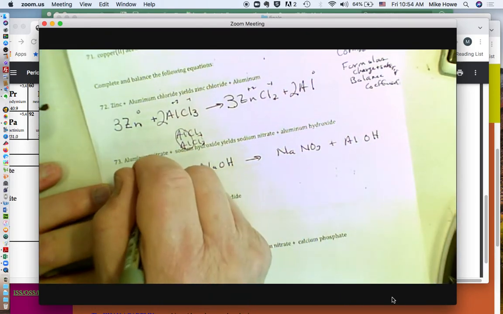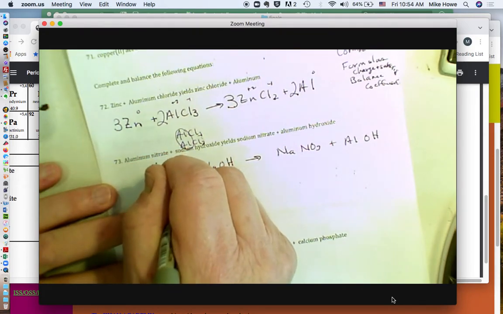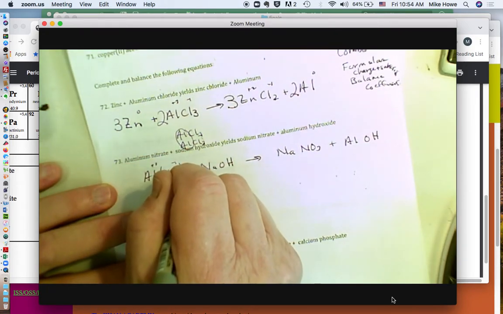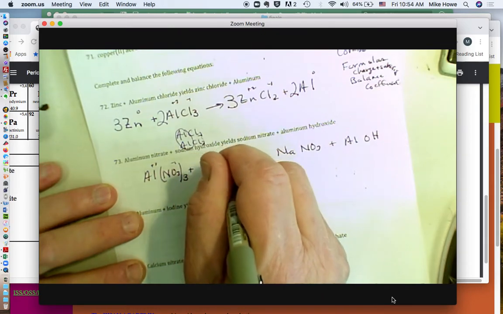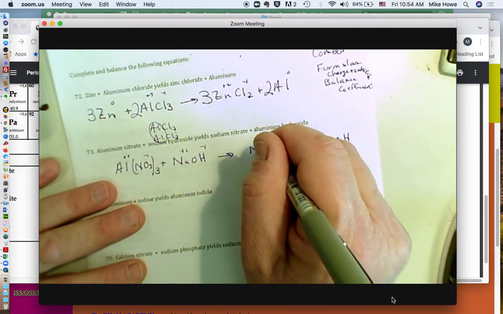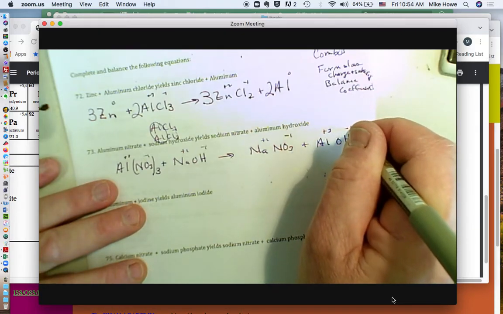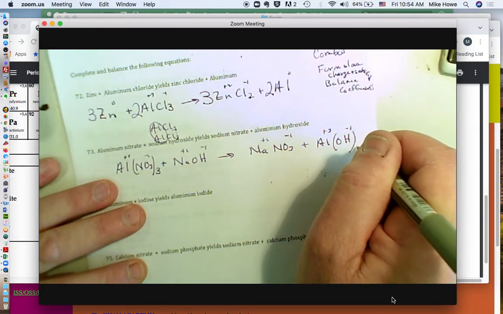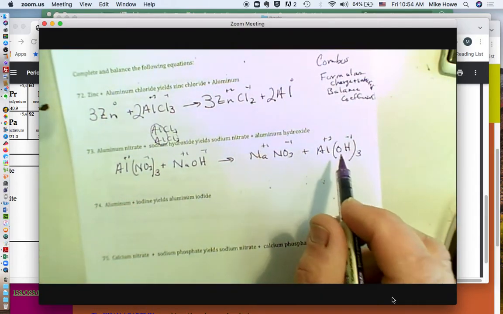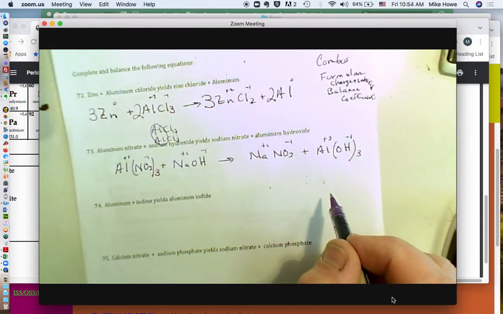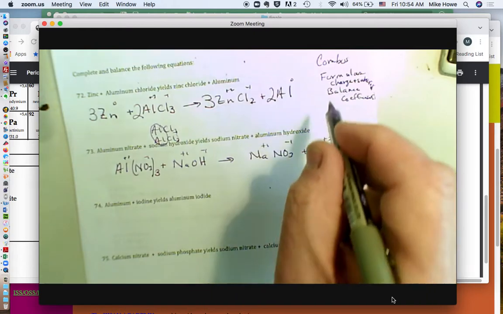All right, so now I'm going to put the charges on. We get the formulas +3, -1. So that's going to have a 3 down here. This is +1, -1, so that formula is fine. +1, -1, so that one's fine. +3, -1, so you're going to have 3 of these OHs to match the +3 for the aluminum. That was step 2, formulas.